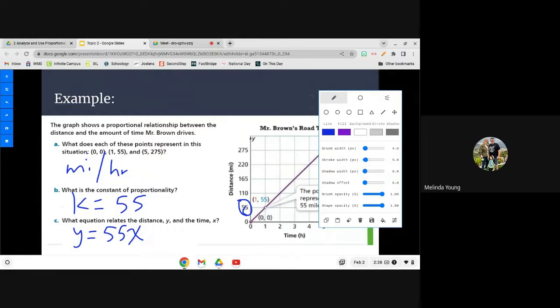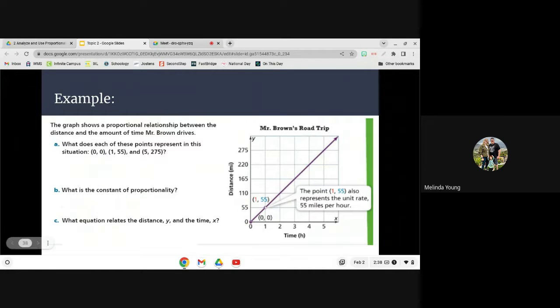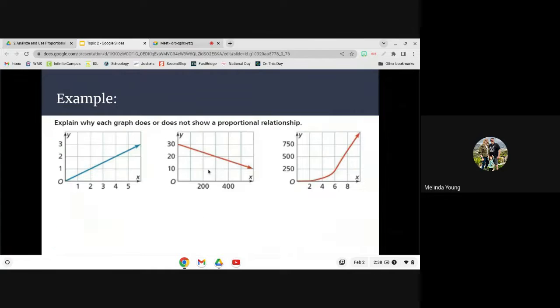Okay. So again, we learned in the last lesson that every time you want to find the k, you would divide y divided by x. Now we're looking at when you look at a graph, anytime x is 1, whatever y is, that's your k. So it's two different ways of approaching the problem depending on what information you're given. Okay? All right. Last example, we're just naming whether or not these graphs show a proportional relationship.